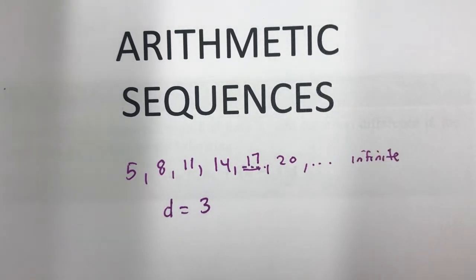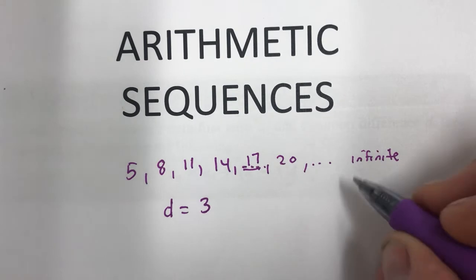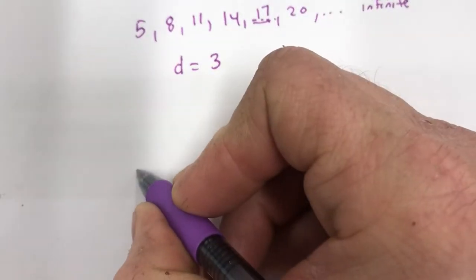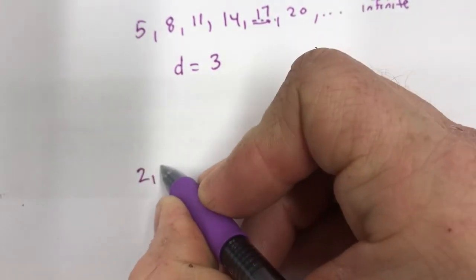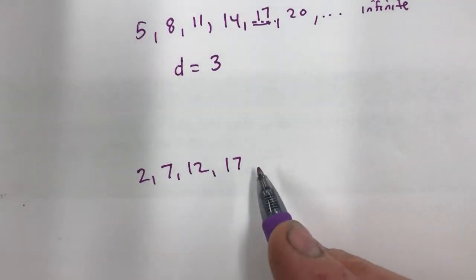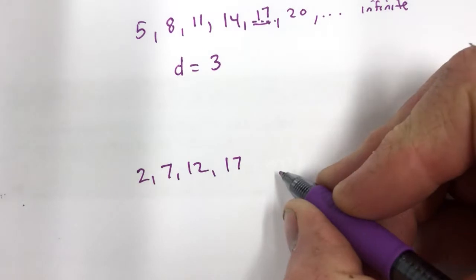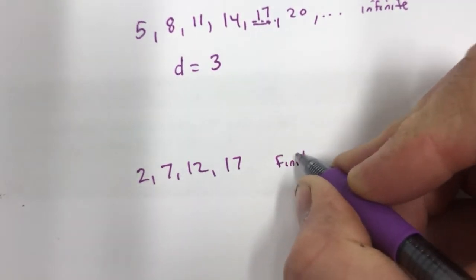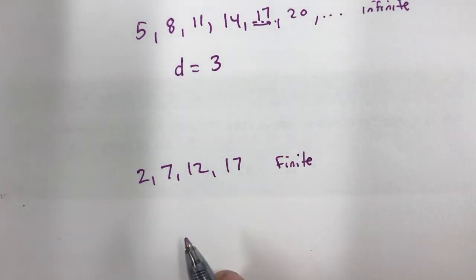Now, if it doesn't have those dots, it's called finite. Like, look here, suppose I have this one, 2, 7, 12, 17, and that's it. And there's no dots here. That's a finite sequence, which means it stops right there after that fourth term.